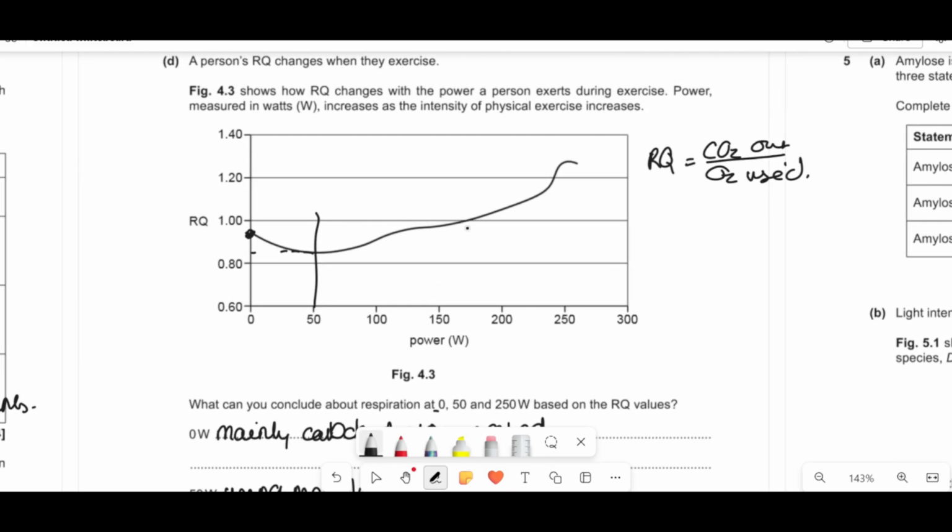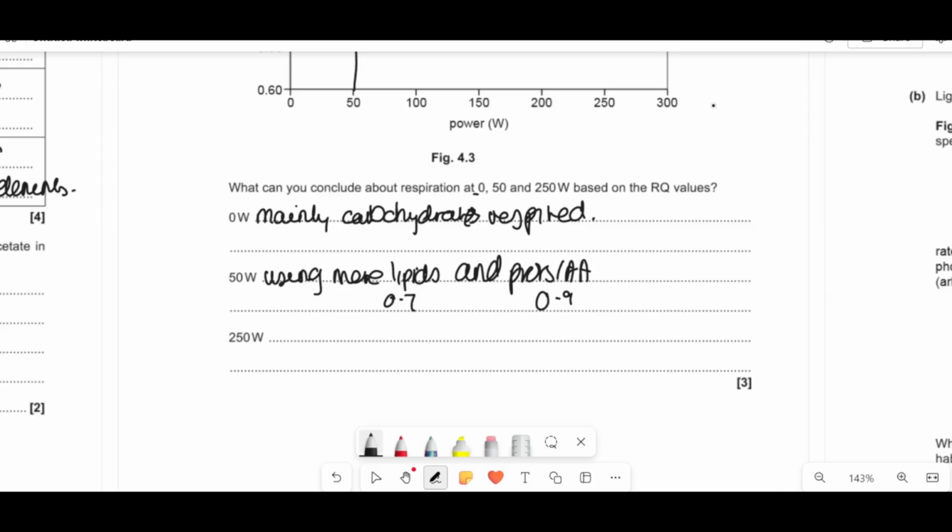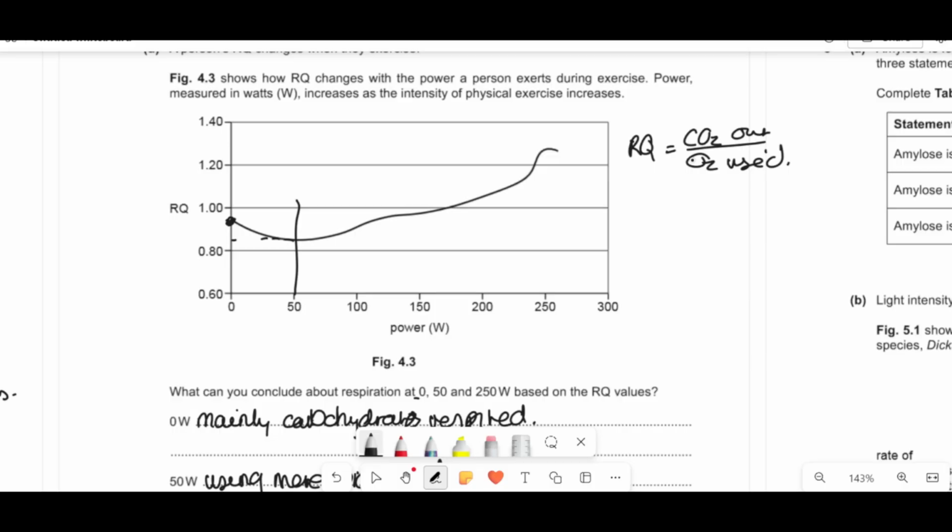Then here, for some reason, we've overshot, we've gone above 1, right? Now that means we're putting out way more CO2 than we are using. So we're using a lot less O2 and putting out more CO2. So the only explanation for that must be that there's got to be more anaerobic respiration. There's no other explanation to it. It's because if you have a high respiratory quotient, it means you must be short of oxygen. So we've not got enough to supply what we need.